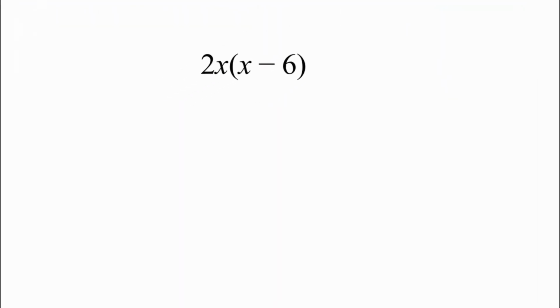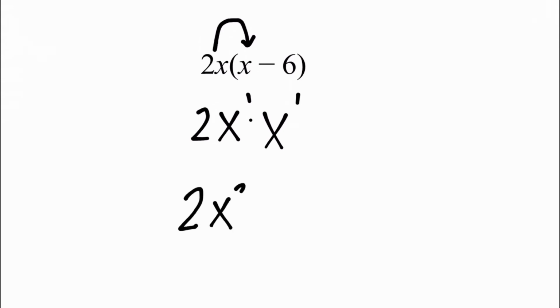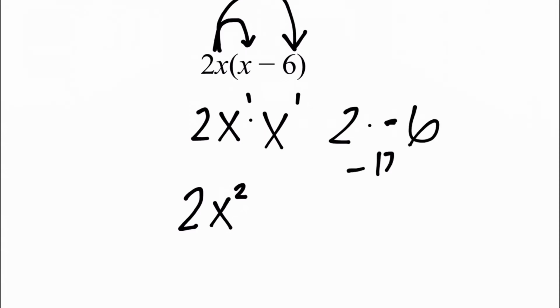All right, here we go. So we're doing 2x times x. Remember 2x times x, we add the exponents. So it becomes 2x squared. And 2x times negative 6, 2 times negative 6 is negative 12. And the x stays the same. So this becomes minus 12x. Okay?